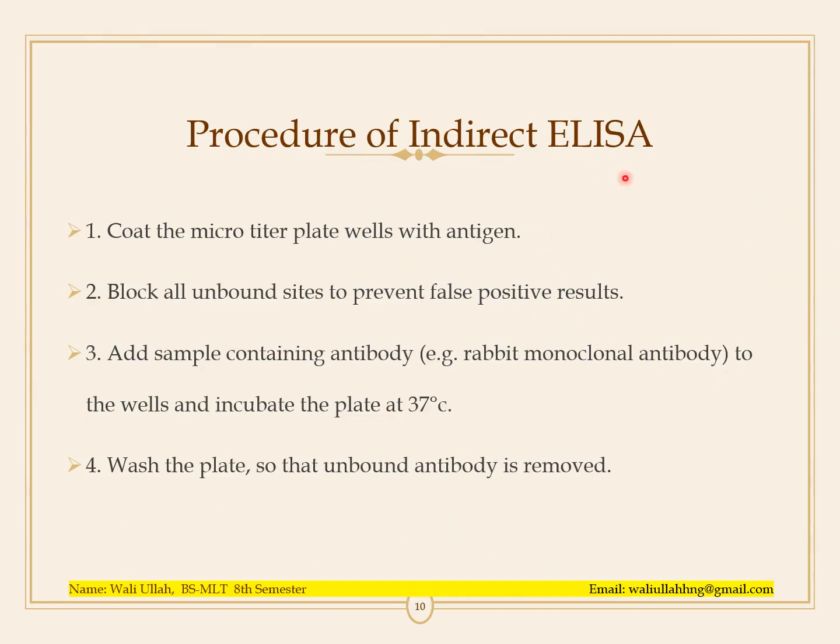Procedure of ELISA. In the first step, coat the microtiter plate well with antigen. The second step, block all unbound sites to prevent false positive result. The third step, add sample containing antibody to the well and incubate the plate at 37 degrees centigrade. The fourth step, wash the plate so that unbound antibody is removed.